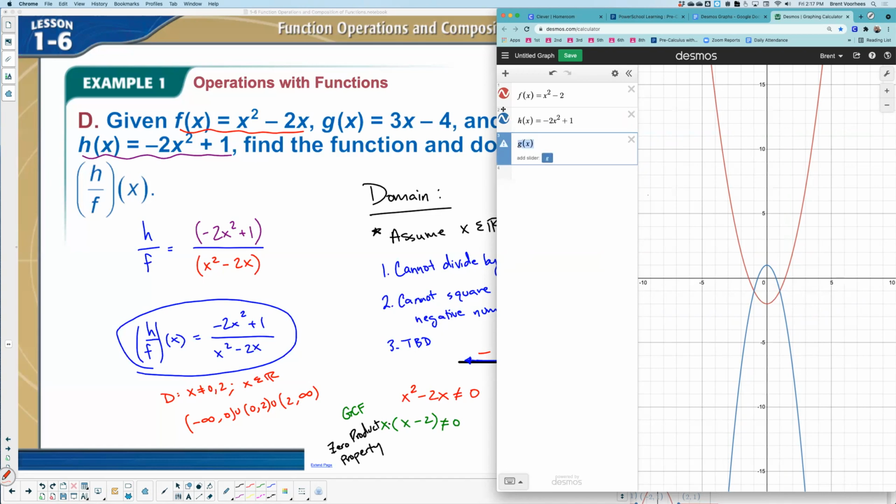Oh, that was going to work. I just need to turn off these two. Sorry. Let me do this one more time. h of x divided by f of x.